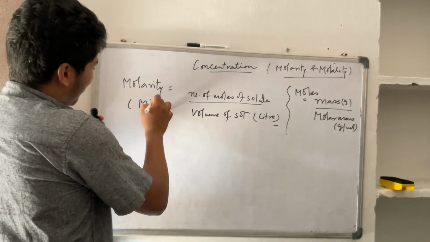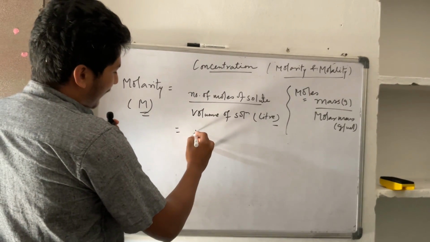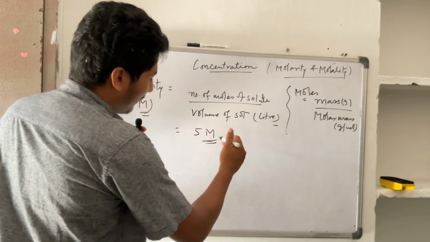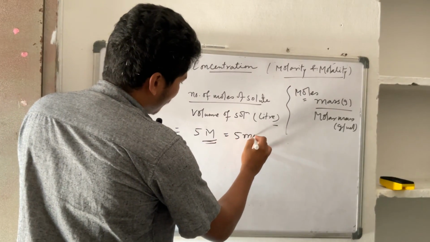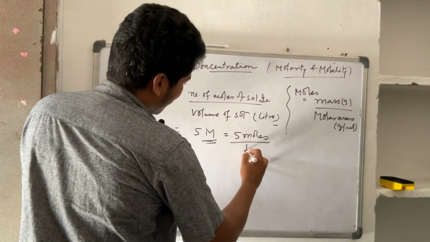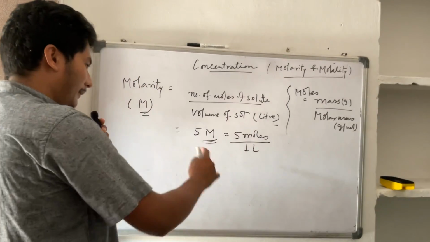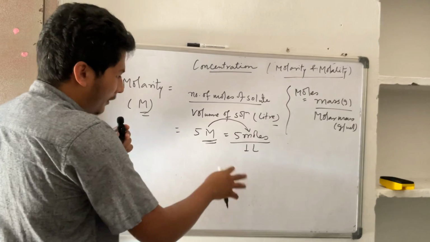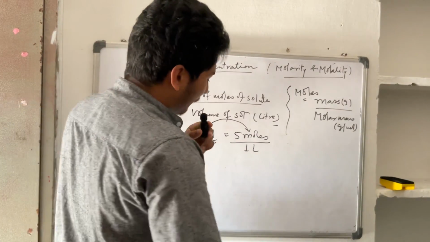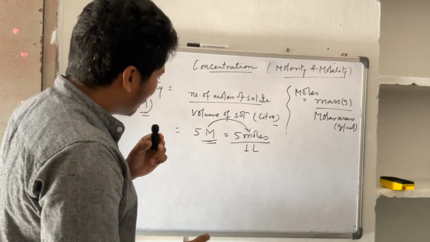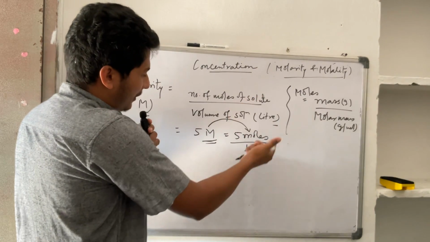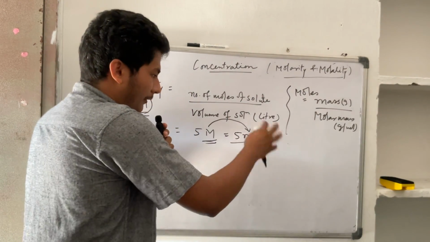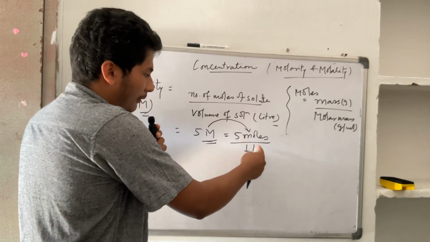This molarity is expressed as capital M. So let's say 5 M is the concentration of a solution. What does it mean? It means that 5 moles of solute you have dissolved per liter of solution. This molar is equivalent to the unit moles per liter. This is the unit of molarity. So if 5 molar is the solution, what does it mean? 5 moles of solute has been dissolved in 1 liter of that solution. 5 moles of that solute has been taken, and the volume of the solution is 1 liter.